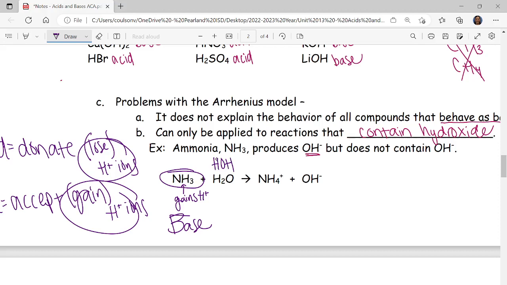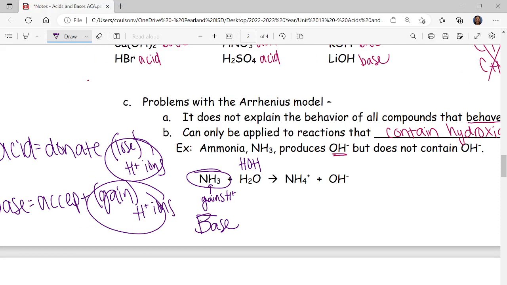If I were to lose a hydrogen ion, since this is already my base, I'm going to assume that this is my acid, but now we're going to prove it. It's going to lose a hydrogen ion. So if I get rid of a hydrogen ion, I'm left with OH, which is what I have over here. So this one then loses a hydrogen ion, which makes it an acid.